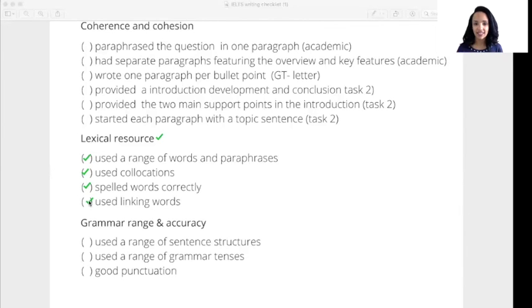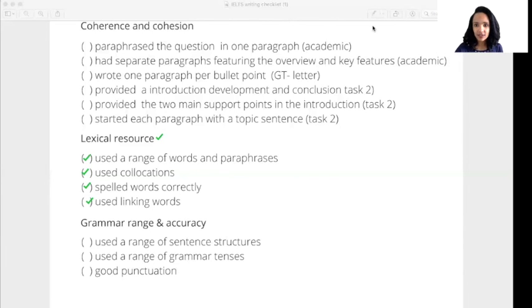And as I said before, coherence and cohesion and task response and task achievement are, I would say, even more important than spelling words correctly. So don't get hung up on spelling that much. If you look and see that you've made a lot of small spelling mistakes, just know you're not going to lose 0.5 and be on a lower band because of spelling necessarily.